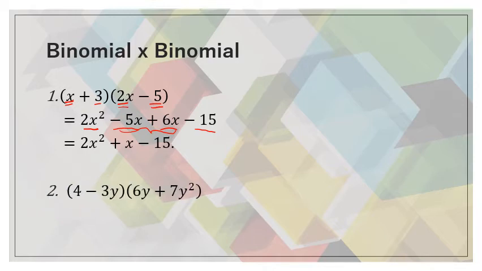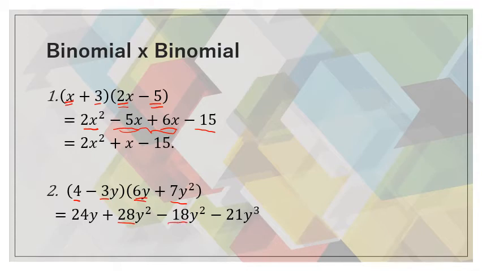Another example, 4 minus 3y multiplied to 6y plus 7y squared. So again, our first terms are 4 and 6y, so the product is 24y. Our outer terms are 4 and 7y squared, so the product is 28y squared. Our inner terms are minus 3y and 6y, so that gives us minus 18y squared. And the last terms are minus 3y and 7y squared, so we get minus 21y cubed. So again, we have here like terms, 28y squared minus 18y squared. So we simplify that into 24y plus 10y squared minus 21y cubed.